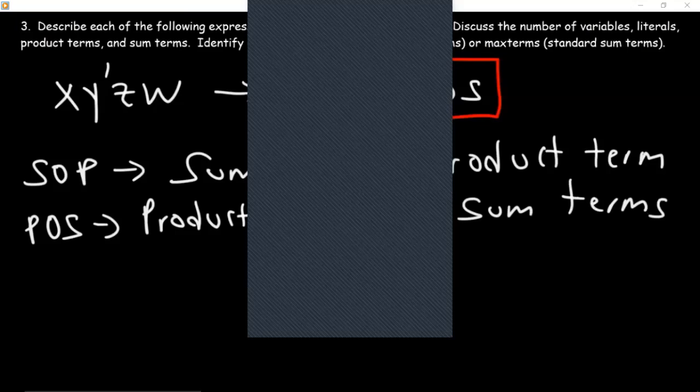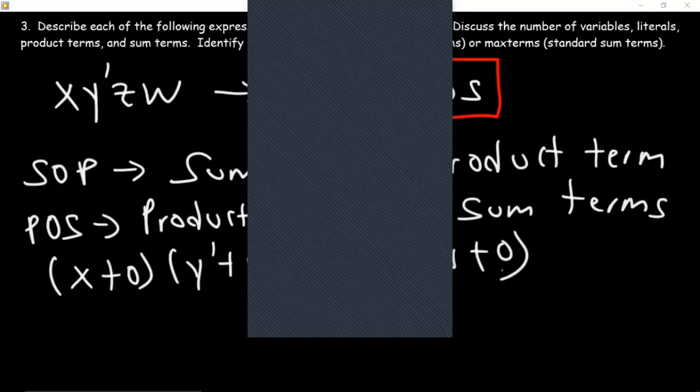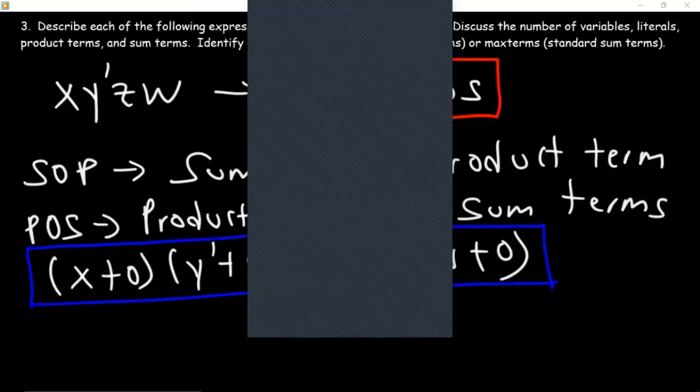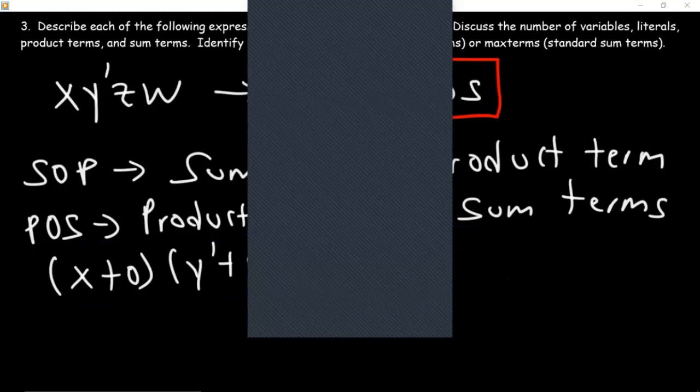Now, if that statement confuses you, see it this way. X, you could think of X as X plus 0. Y prime, you could see it as Y prime plus 0. And then Z plus 0 and W plus 0. Now, in this form, it looks more like a product of 4 sum terms. At least that's one way I think of it. But that particular expression can be described as both a SOP and a POS expression.